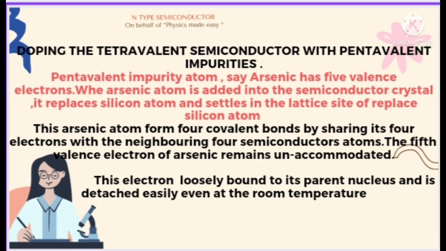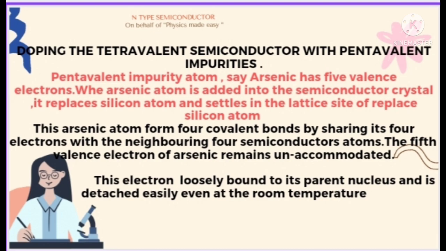We can take the pentavalent impurity, for example, arsenic, which has 5 valence electrons in its outer shell. When an arsenic atom is added into the semiconductor crystal, it replaces a silicon atom and settles in the lattice site of the replaced silicon atom, and this arsenic atom forms 4 covalent bonds by sharing 4 electrons with the neighboring 4 semiconductor atoms. But what about the fifth one?